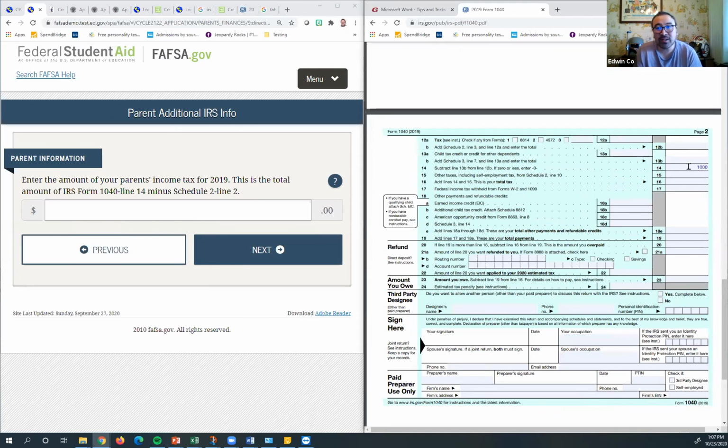If your family is low income, oftentimes it will be 0. Otherwise, there'll be some number under line 14. At this point, you can compare whether your parents paid more taxes than Trump did. Haha, just kidding. Hit next.